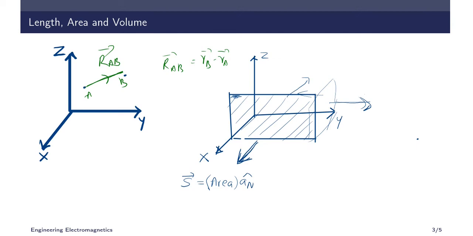Now if you go for volume, consider the same Cartesian coordinate system where we are drawing a cube with different dimensions. Now what about this volume V? Is this a vector?